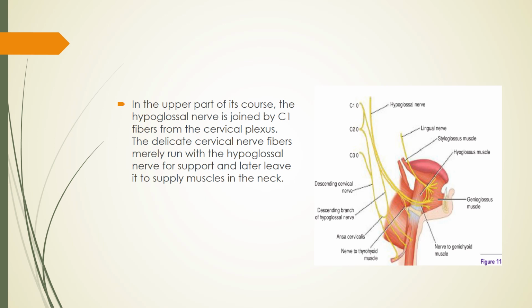In the upper part of its course, the hypoglossal nerve is joined by C1 fibers from the cervical plexus. Now, please remember that the fibers from the first cervical nerve only join the hypoglossal nerve to reach their destination.